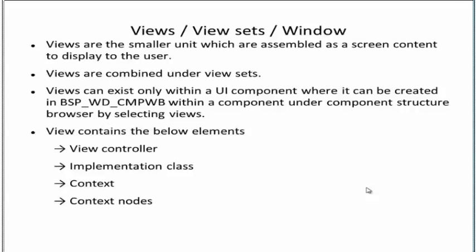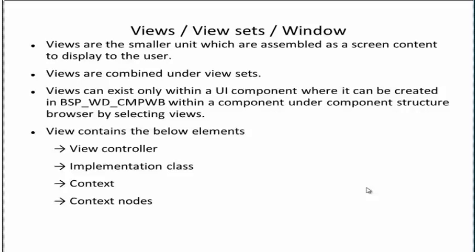Then we have a window which is basically going to embed views or view sets in it. So in case it has a view in it, we will be able to display only one view. If it has a view set embedded into it, then we will be able to display multiple views. In any case, views cannot exist outside the UI component. So the views can only exist within the UI component, which is under the T code BSP_WD_CMP_WB. So you can only create views within a particular component.